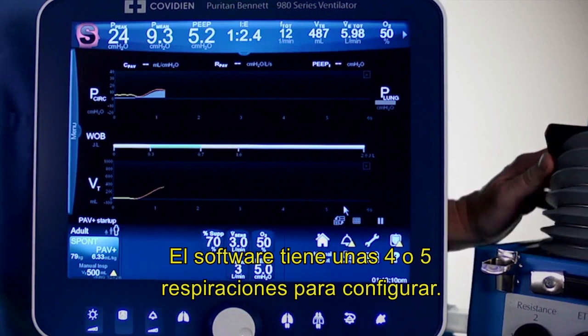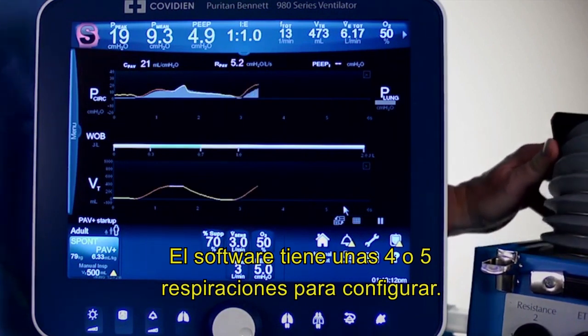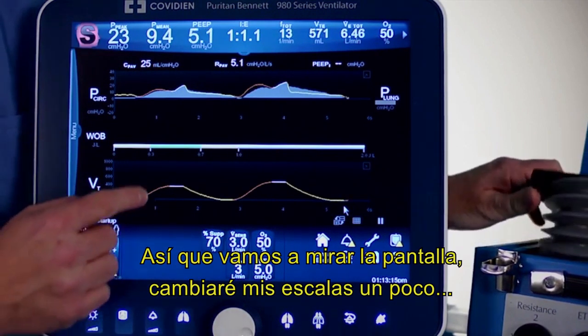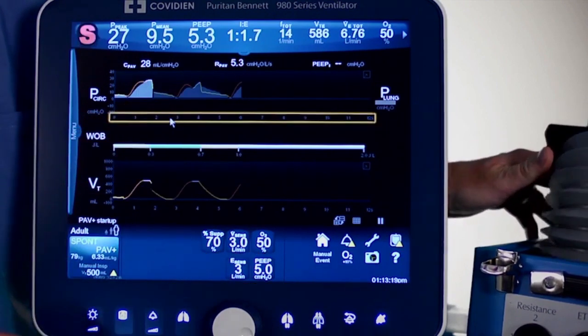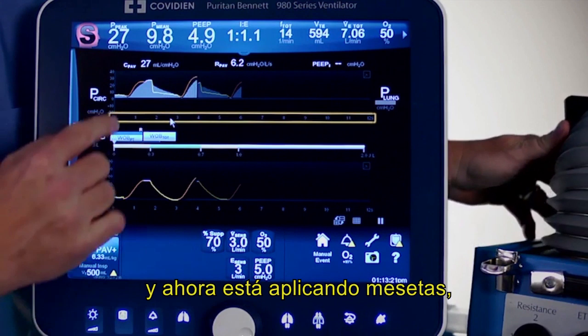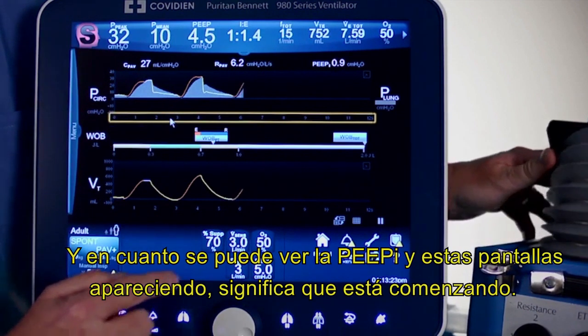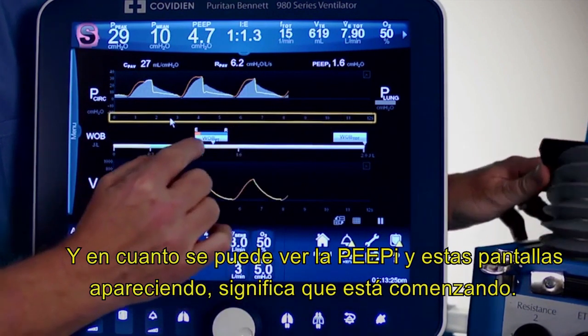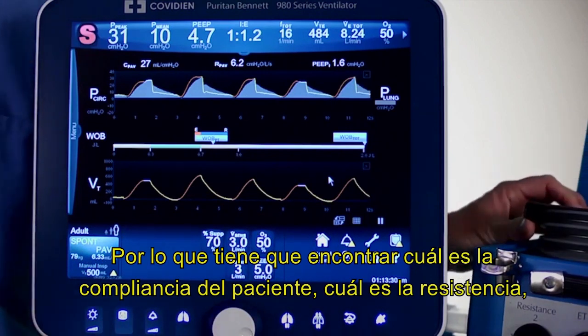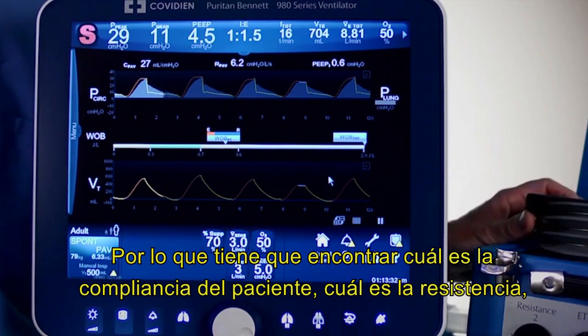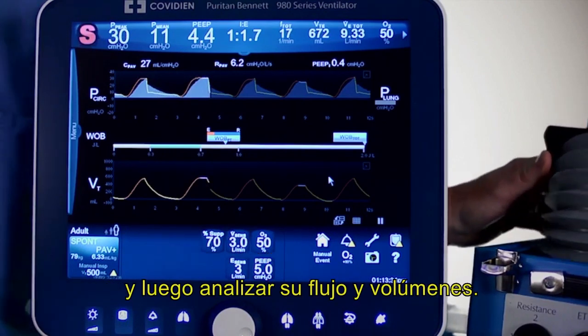And the software really has about a 4 or 5 breath startup here. So we'll begin to watch the screen. I'm going to change my scales just a little bit. And so right now it's putting on some plateaus. And as soon as you begin to see the PEEP i and these displays popping up, it's gotten out of its startup. So it has to find what is that patient's compliance, what is their resistance, and then it's going to analyze their flow and volumes.